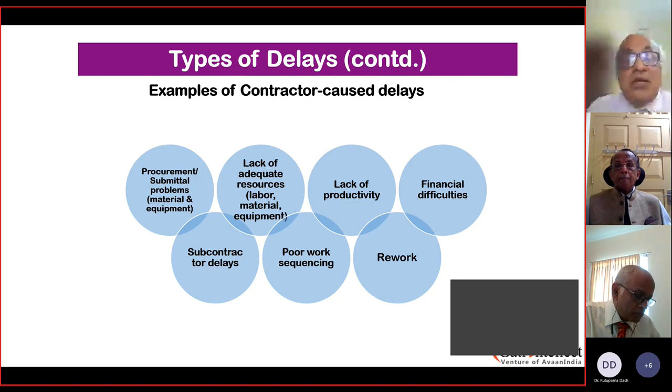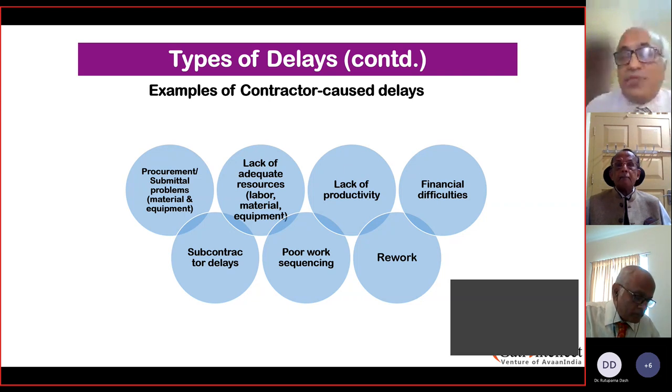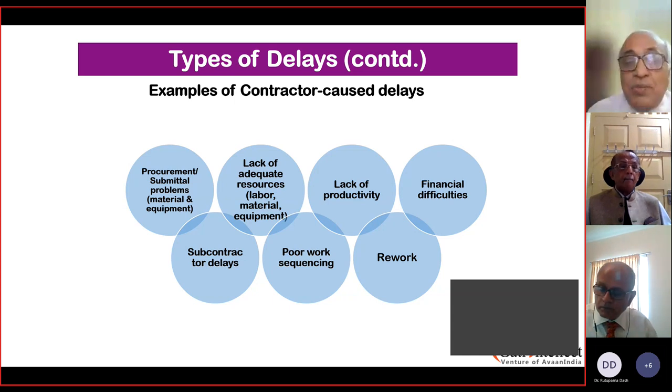The other thing is lack of productivity and rework are somewhat related. Productivity is speed, whereas rework is on quality. So if I don't do a job with proper quality, it gets rejected and I have to redo it. That would obviously take more time. I have to make sure that I compensate for that time, and if I'm not able to compensate it with higher productivity, then again the whole project would be delayed.